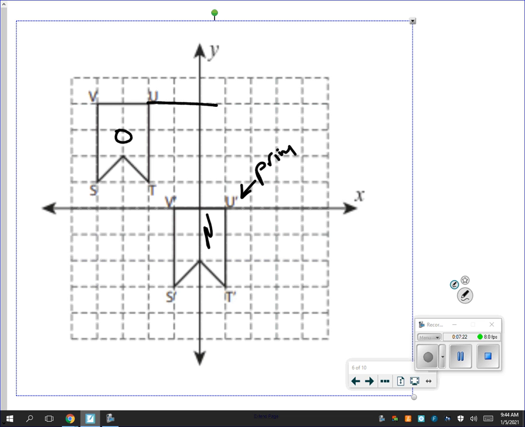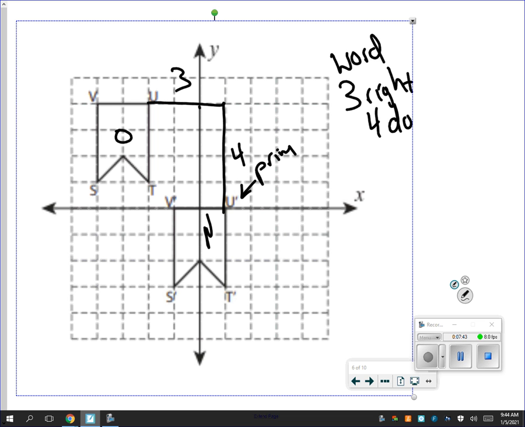So here we got that, so that would be 1, 2, 3, and there's 1, 2, 3, and 4. Alright, so word form, I went 3 rights, and I went 4 down. And so that's the word form.